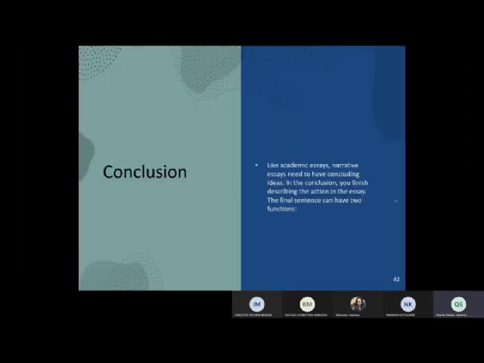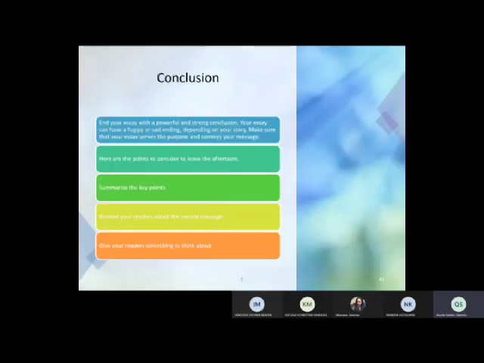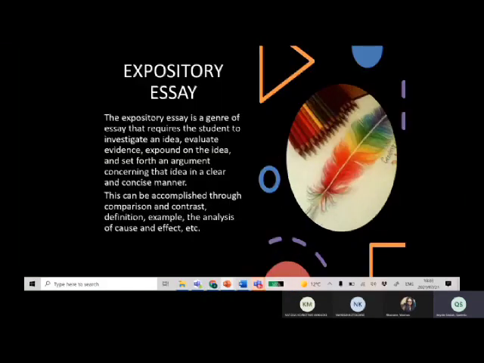Like academic essays, narrative essays need to have concluding ideas. In the conclusion, you finish describing the action in the essay. The final sentence can have two functions. So the two functions are, of course, reminding your readers about the central message and giving them something to think about. So let's look at the expository essay.